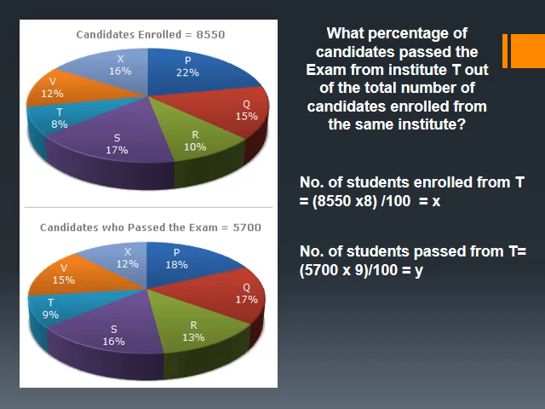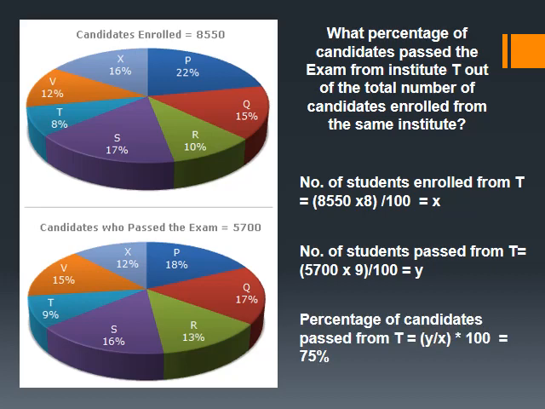So we have to find the percentage of candidates passed from this institute out of the total number of candidates who enrolled from this institute. So that will be Y by X. That means number of students passed divided by the number of students enrolled. We have to multiply by 100, that will be the percentage, and that comes around 75%.